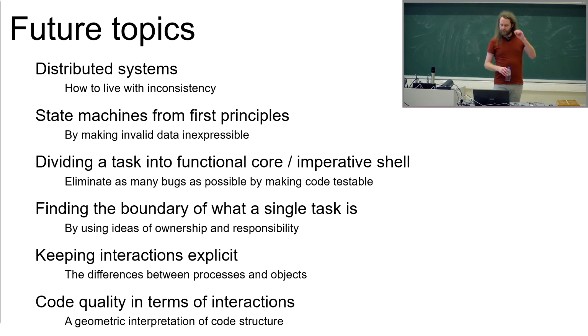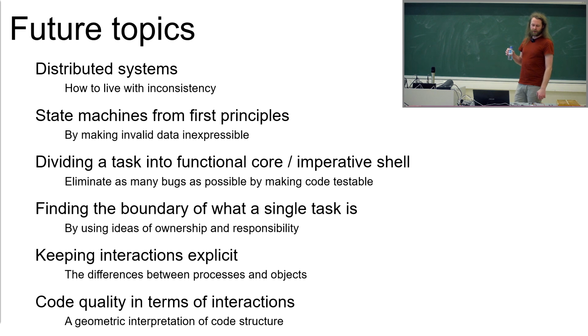And we're going to talk about the differences between processes and objects in order to keep our interactions as explicit as possible. Because if we're keeping our interactions explicit, we're focusing on what are the real interactions in the program, not just what are the possible interactions in our program. And if we can eliminate all the possible interactions, the only thing you're left with is the real stuff. And that makes our code more readable.